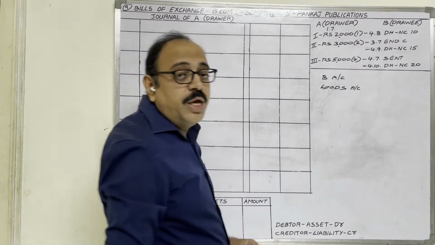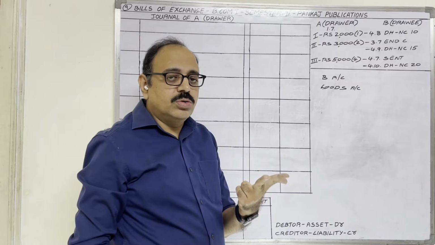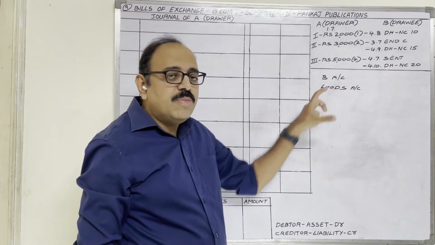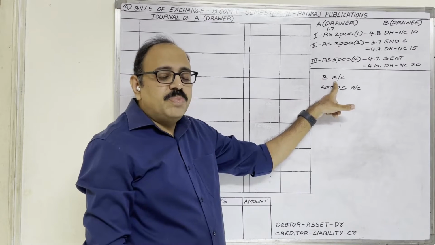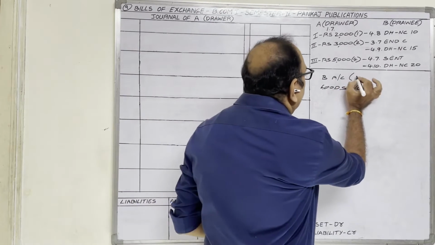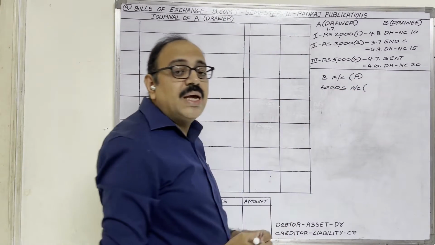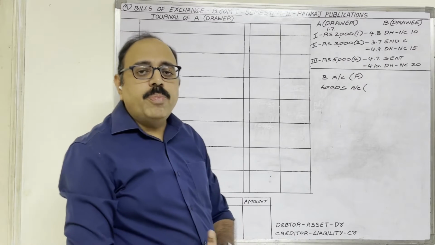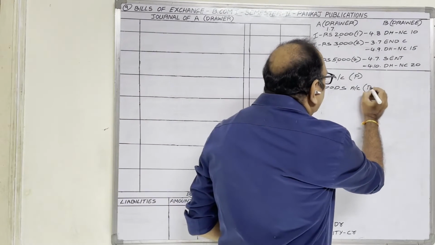Next step, grouping. Accounts are of 3 types: personal accounts, real accounts, nominal accounts. So we should identify which category these 2 accounts come under. B account. With a person's name, if you open any account, that is a personal account. B account is a personal account. Goods account. Goods means asset. With an asset name, if you open any account, that is a real account. Goods account is a real account.